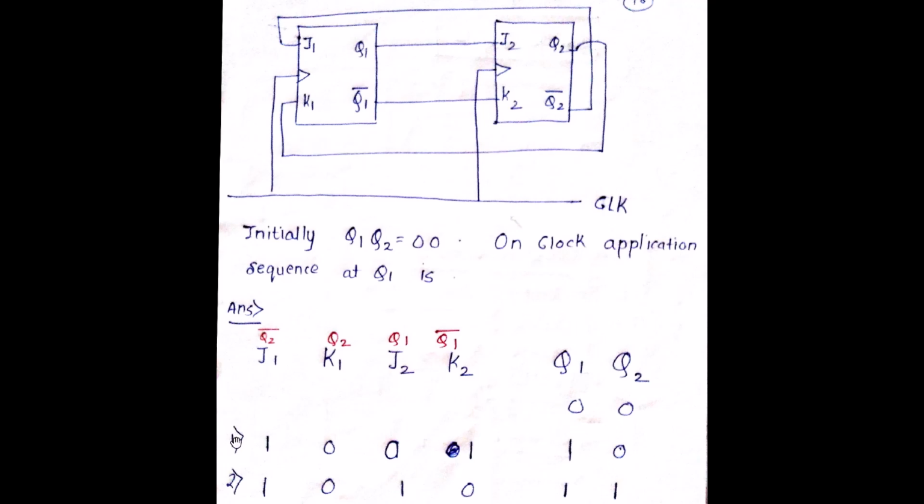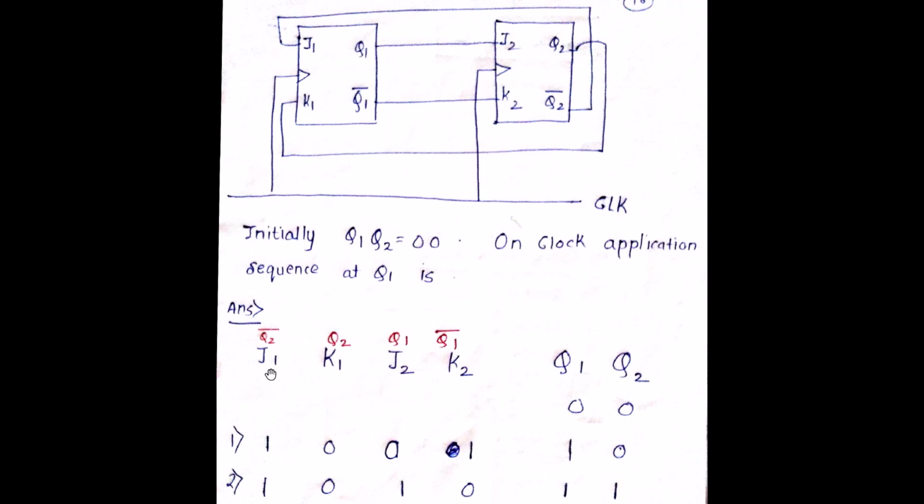So we will be taking the first clock because they are talking about the clock application. So when it's the first clock, your J1 is equal to Q2 bar. Just see the connections. So just write down the connections that you are able to see. K1 is equal to Q2, J2 is equal to Q1, and K2 is equal to Q1 bar. So everything is right from the diagram only.